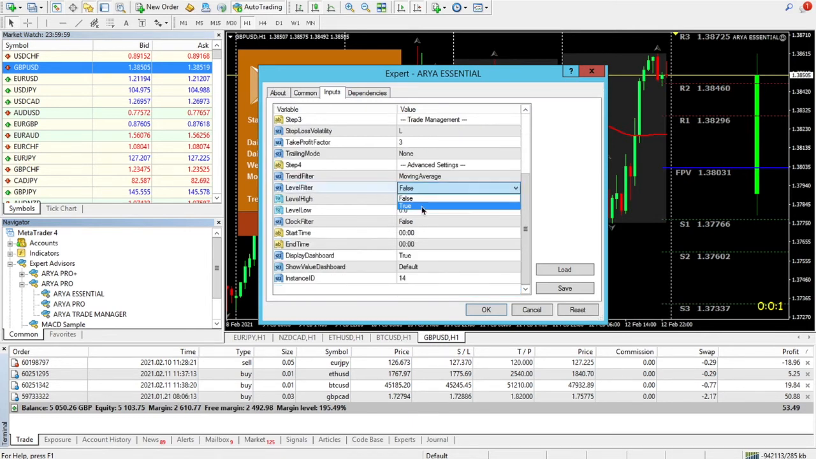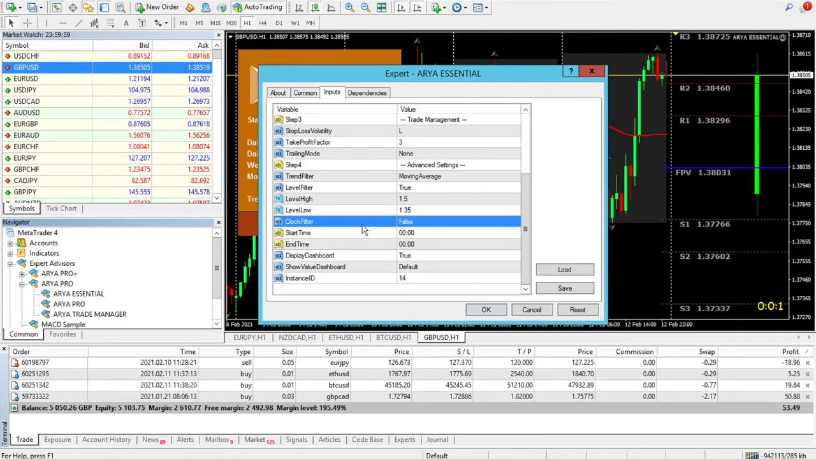Level filters. If you choose true, you can define the area in which Arya can trade. This means that Arya will only look for entry points in your defined zone. The level high is your upper limit and the level low is your lower limit. At the moment, we can see that the market is 1.385. I would define my upper limit perhaps at 1.5 and my lower limit perhaps at 1.35. Now Arya will only be able to identify a confirmed fractal between these two levels in order to take my position.